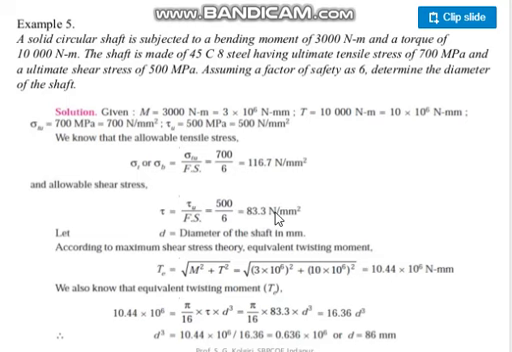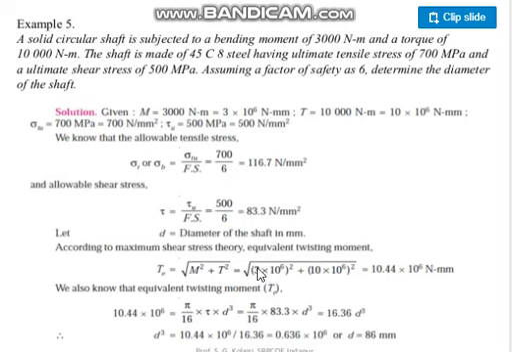Then what we have to do? Now we have to see according to the maximum shear stress theory. In the last lecture we have derived two equations towards the end, that is torque equivalent and bending moment equivalent. So first let us find out torque equivalent. Torque equivalent is equal to square root of M square plus T square. M is 3 into 10 to the power 6, the bending moment, and torque is 10, this torque is more.